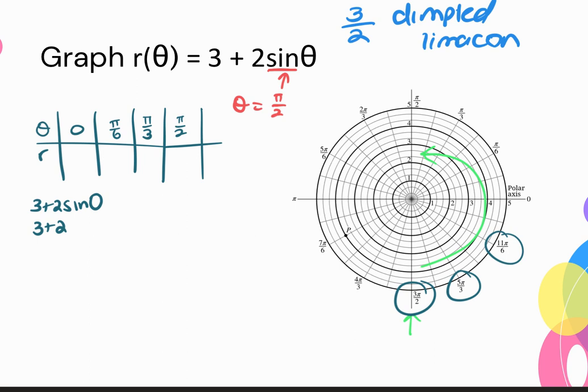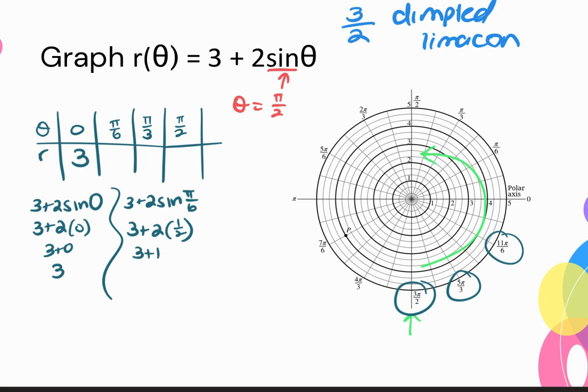What's the y at 0? 0. So this is 3 plus 0, which is 3. Then I'm going to plug in pi over 6. 3 plus 2 times sine of pi over 6. What's the sine at pi over 6? 1/2. So this becomes 3 plus 1, which is 4.